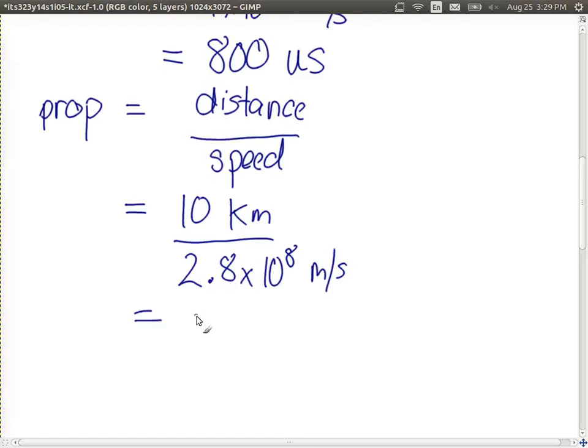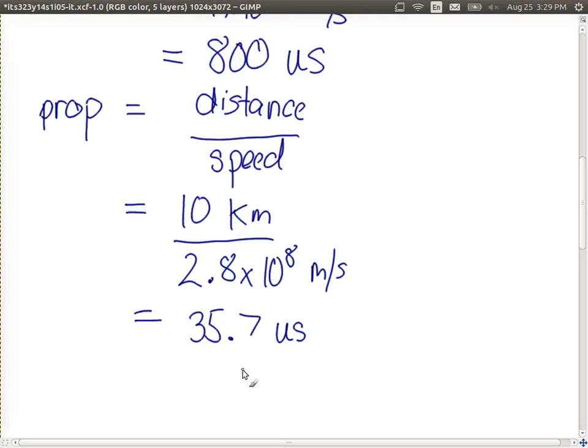All right, you need your calculator for that one. I'll let you do it. What do you get? 35.7 something what? Microseconds. Good. Okay. Use your calculator. Fine.